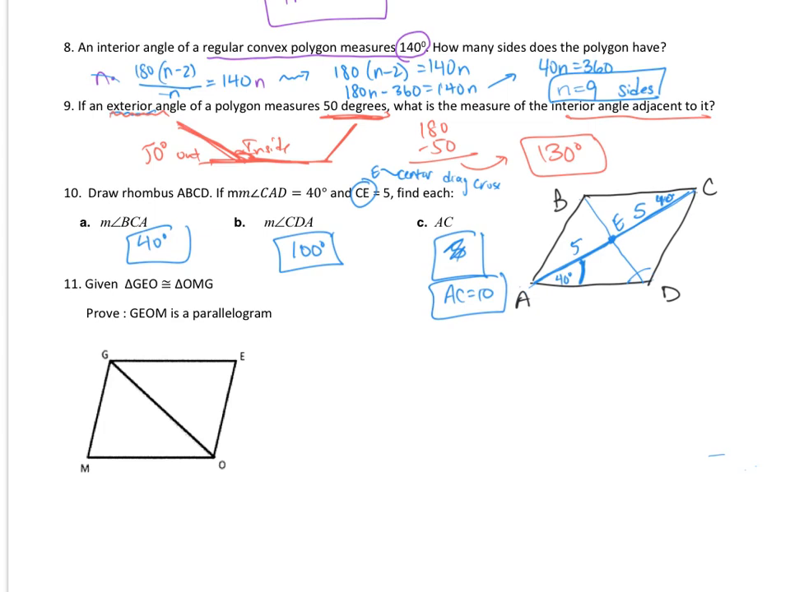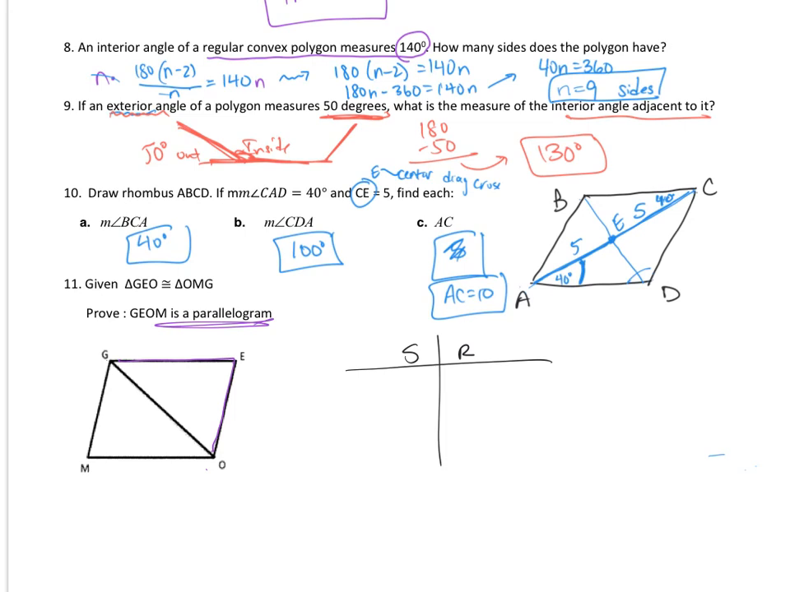All right, moving on to the last problem, which is this proof. We're going to have our statements and reasons. And let's see what we've got here. In this proof, we are told that GEO, this triangle up in here, is congruent to OMG, that triangle in there. So those two triangles are congruent, and I have to prove that it's a parallelogram.